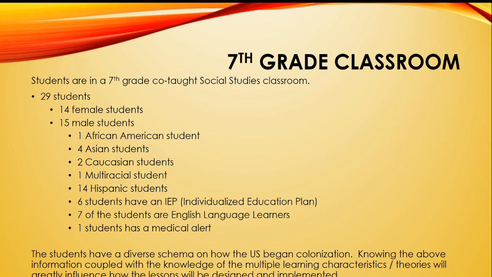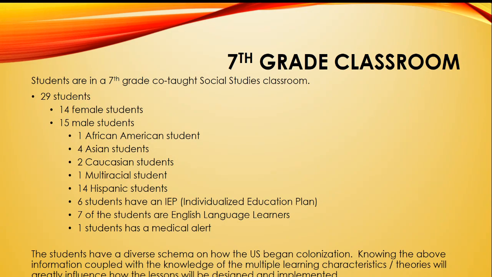Students are in a 7th grade social studies class. This is a co-taught classroom with 29 students. There are 14 female and 15 male students containing 1 African American student, 4 Asian students, 2 Caucasian students, 1 multi-race student, and 14 Hispanic students. Of these students, 6 have an IEP, which is an individualized education plan. 7 of the students are English language learners, and 1 student has a medical alert.